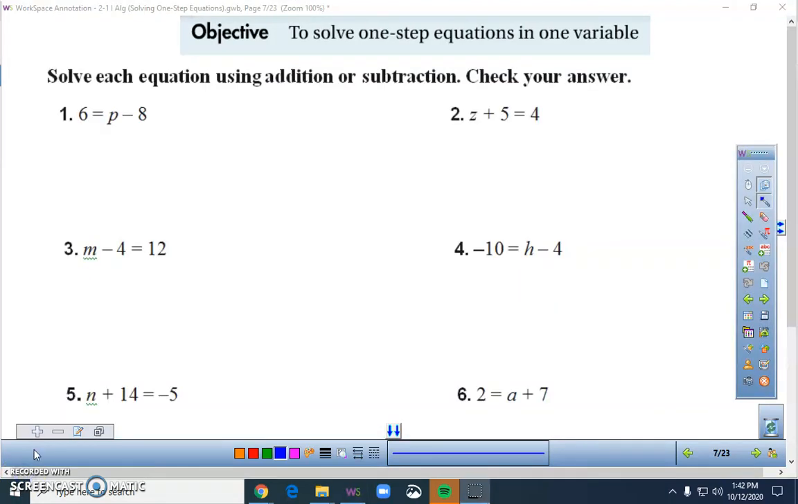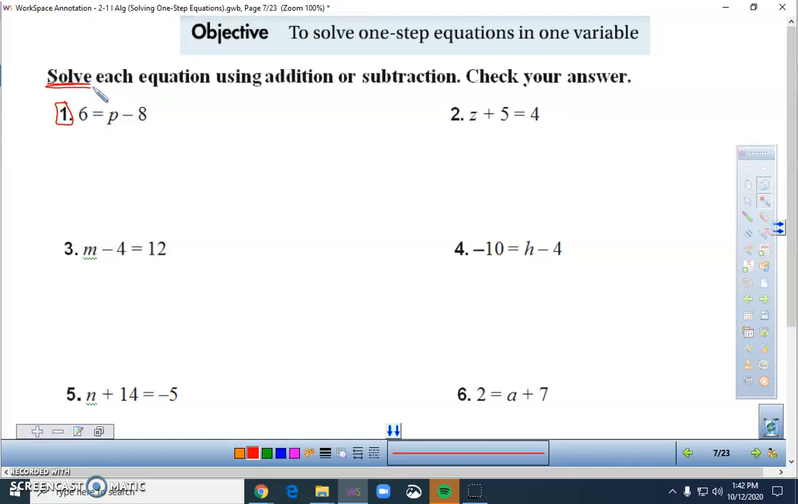Okay, so let's practice some very simple problems in terms of one-step problems. So let's start with number 1. In number 1, we're going to isolate or solve for p. Notice it says solve up here, right?